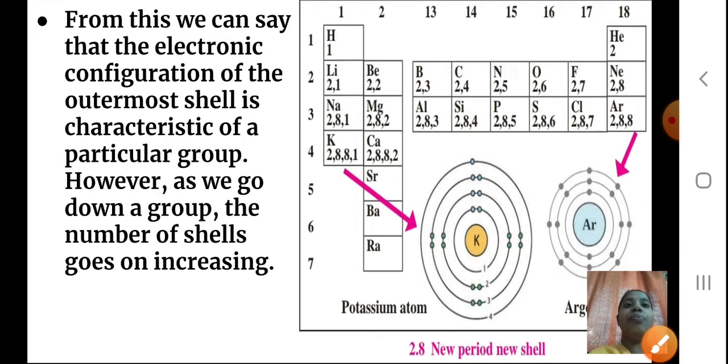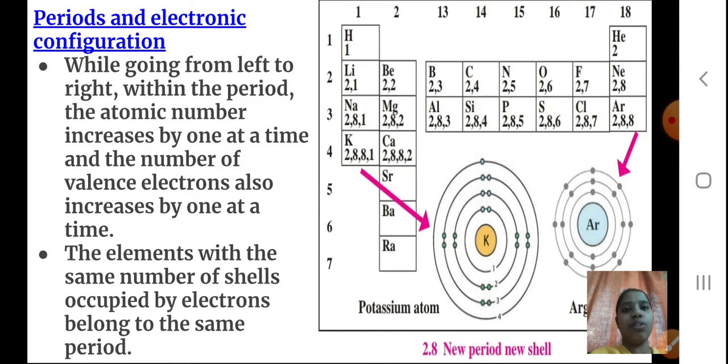Okay. So from this we can say that the electronic configuration of the outermost shell is the characteristic of a particular group. However, as we go down a group, the number of shells goes on increasing. Now only I told you, shells go on increasing. Okay, students. Now next, periods and electronic configuration.